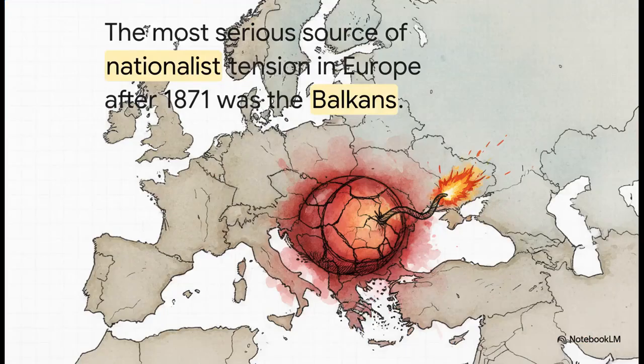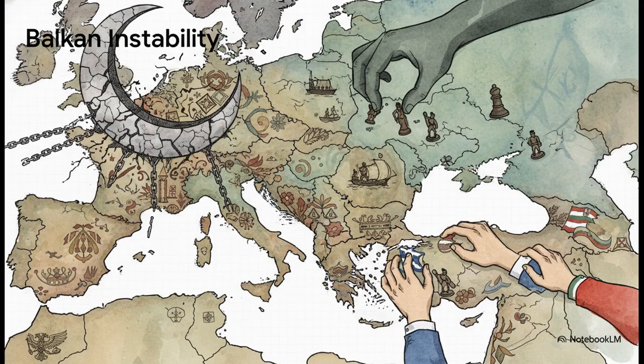Yeah, after 1871, if you were looking for trouble in Europe, the Balkans was the place to be. It was the most tense, most volatile region on the entire continent, a total hotbed of conflict, just waiting for a spark. So the big question is, why? What made this one area so unbelievably unstable?